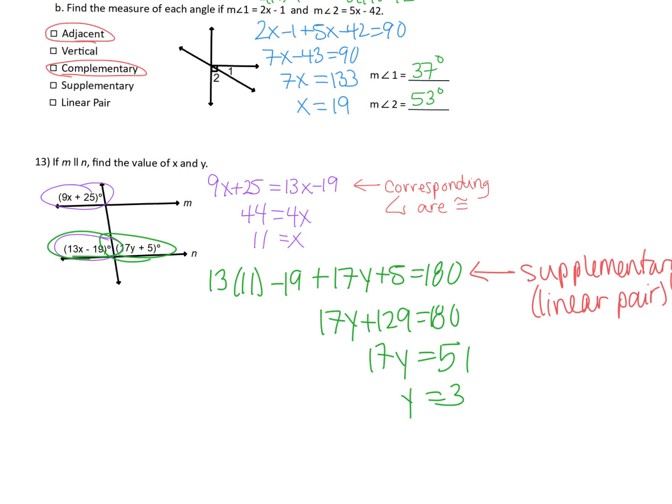What you see here in green is me adding these two angles together because they're supplementary. They're a linear pair. So the green angles can be added to equal 180. So just instead of an x in 13x minus 19, I have 13 times 11.